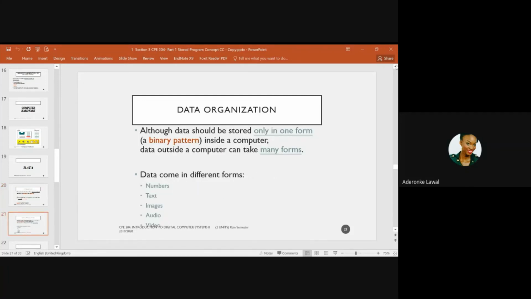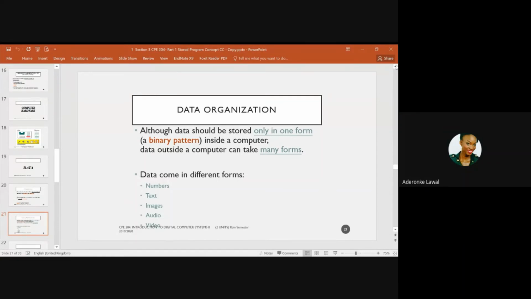So now, data organization. Although data is stored in only one form, a binary pattern inside the computer, outside the computer data can take many forms. We talked about this when I was telling you about data on your phone. Data can be in the form of video or audio, pictures, text messages or text generally, when you type something on your phone, or numbers. But the computer is storing it in binary form.